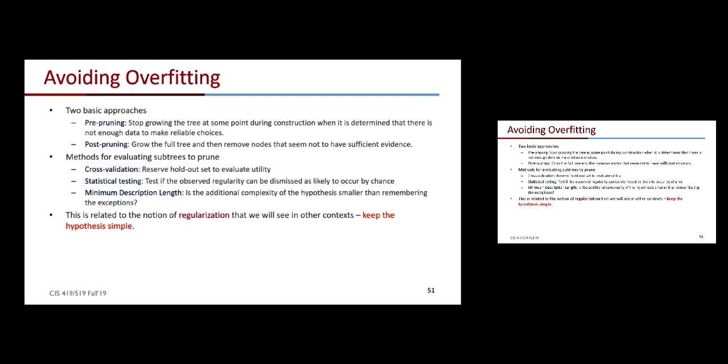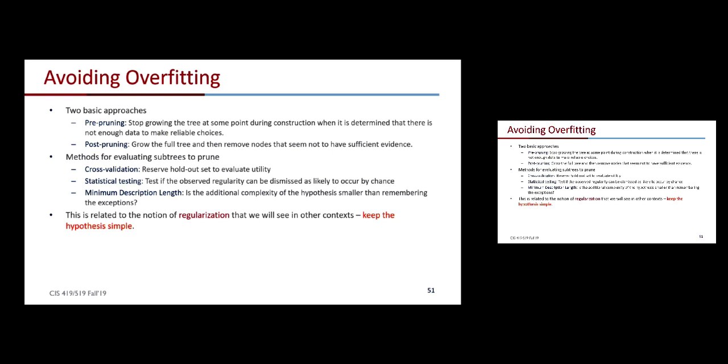Cross-validation, which is a version of this. We're going to discuss this next time. And some other information theory-based criteria that basically allow us to understand whether the additional complexity we add to the tree gives us something or not. So basically, the goal is to keep the tree simple while still allowing it to perform well on the empirical data.